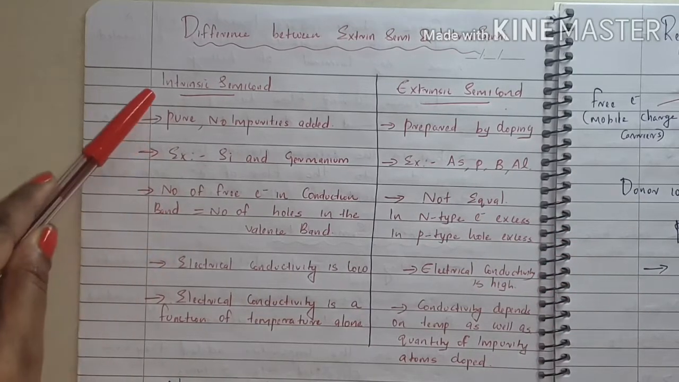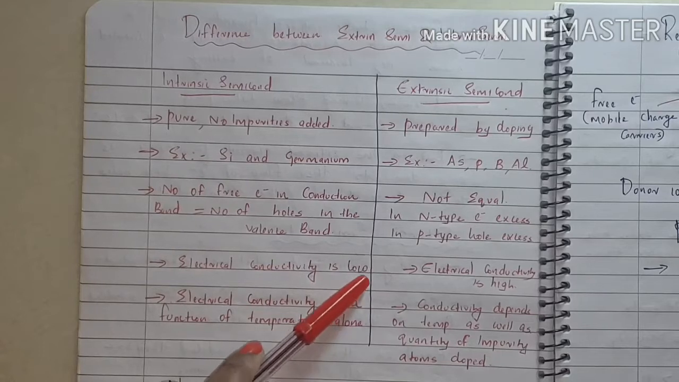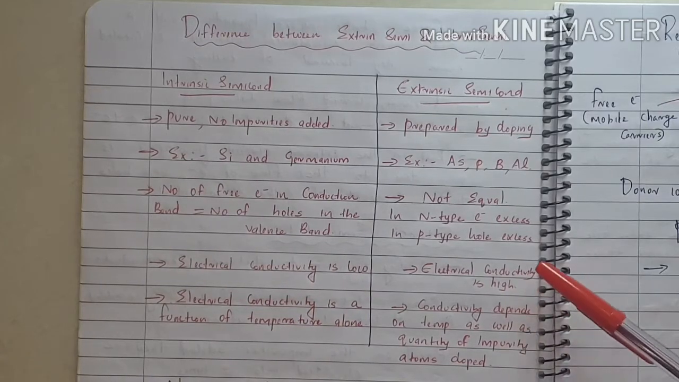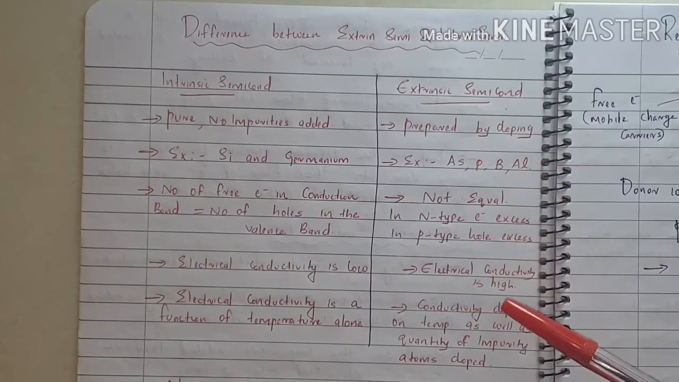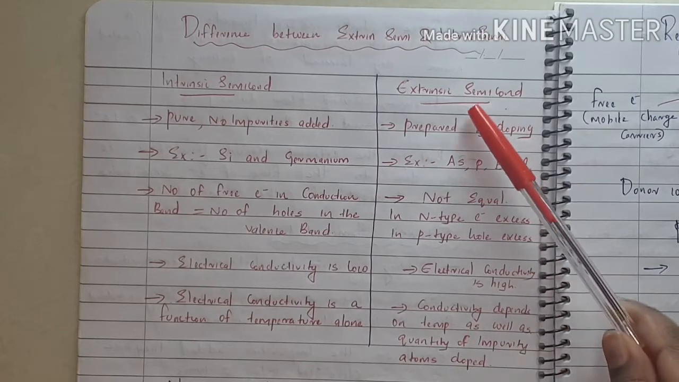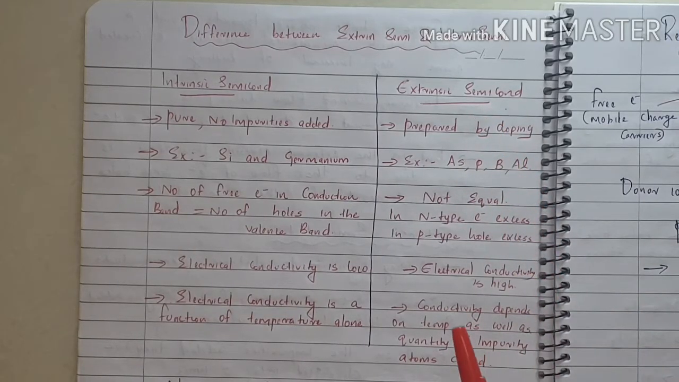Electrical conductivity of intrinsic semiconductor is always low, and electrical conductivity of extrinsic semiconductor is always high. For the intrinsic semiconductor, the electrical conductivity is only a function of temperature, and for the extrinsic semiconductor, the conductivity depends both on its temperature as well as the impurities added.